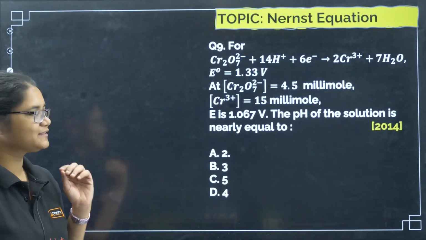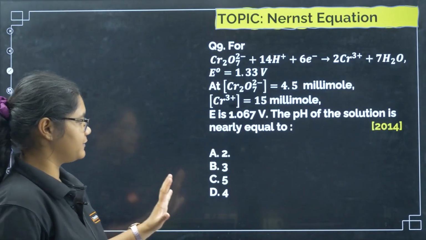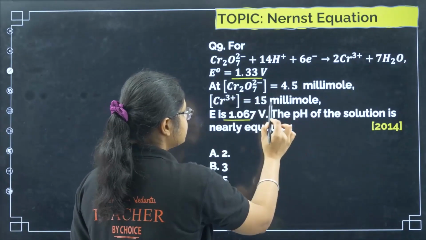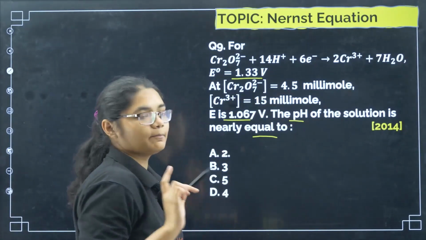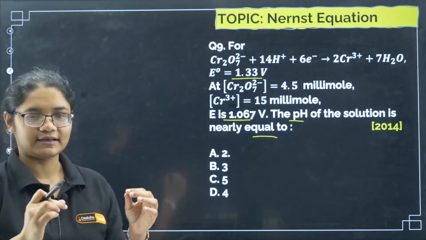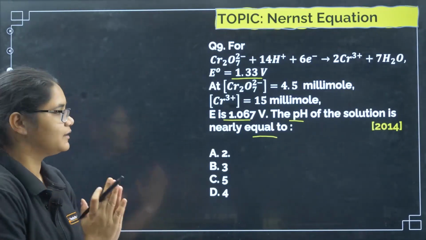Let us solve the next question here. So it is a Nernst equation question. You have been given the E naught value, E value, concentrations are given, and you have to calculate the pH of the solution. Okay, so let's do this calculation. It is a little bit, I can say, lengthy question, but do not worry, we'll do it.